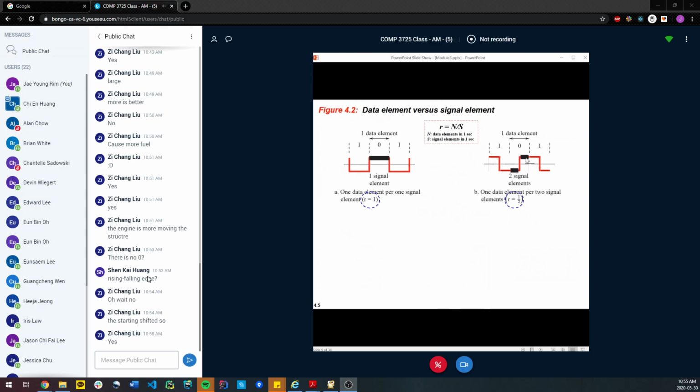Does everybody see that? So in this case, first of all, you need to be able to read this. This is important. R equals 1/2. Why is R equals 1/2? Because now there are 2 signal elements, a positive value and a negative value, to represent 1 bit, and a negative value and a positive value to represent the other bit. So R equals 1/2. Why do you think we do this?